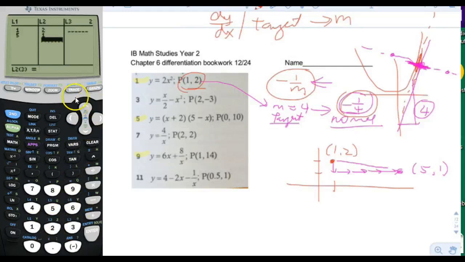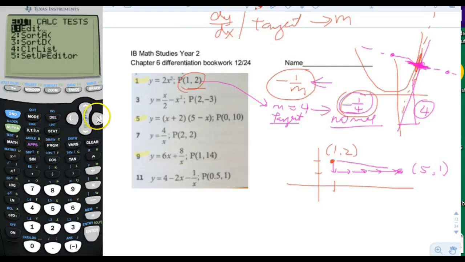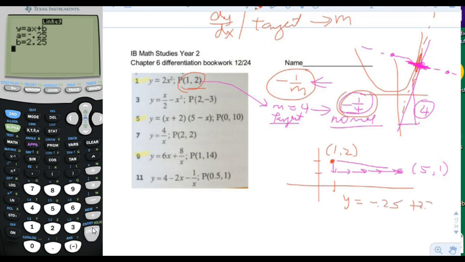Okay, and then I'm going to use lin reg, stat calc lin reg 4. The frequency list can be nothing. Okay, so it's L1, L2, frequency list blank, and then I'll do calculate, and that'll give me this equation. So the equation is y equals negative 0.25x plus 2.25.